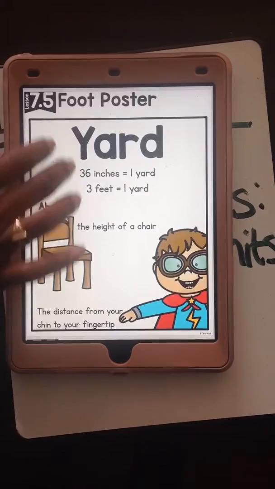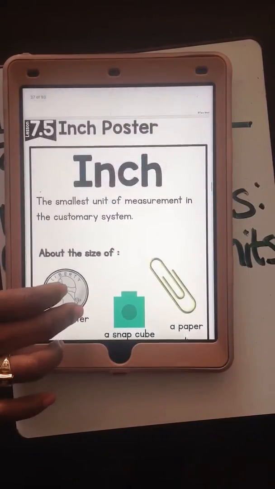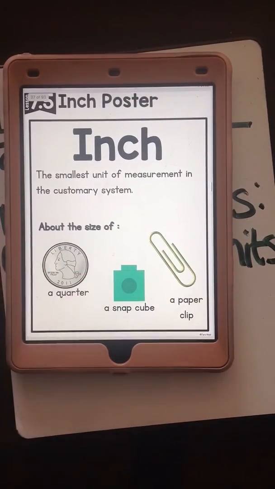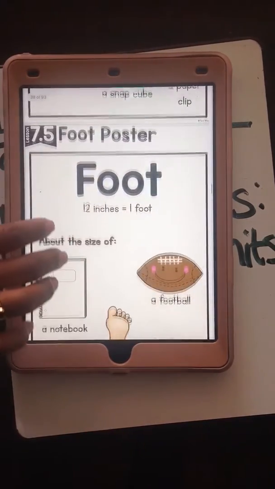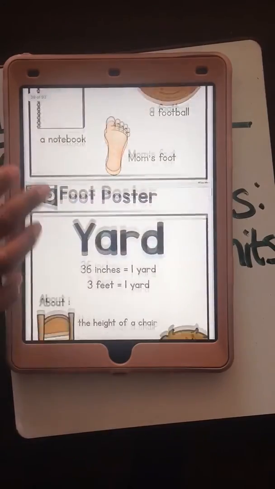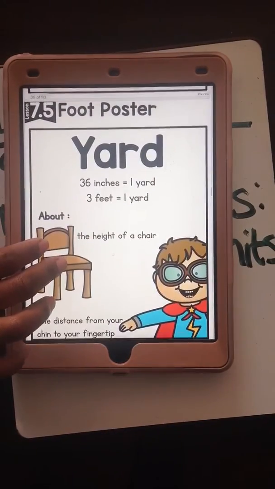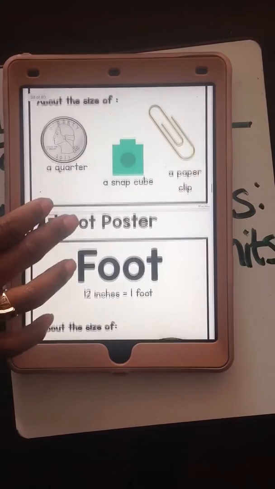If you guessed the inch, you are correct. You would most definitely use inches to measure a pencil because the yard and the foot would be entirely too long for a pencil.